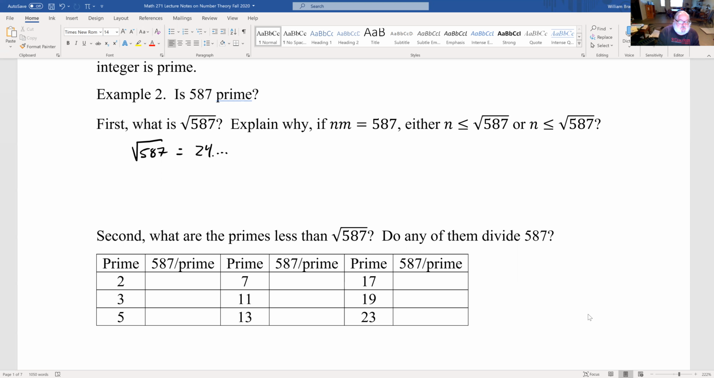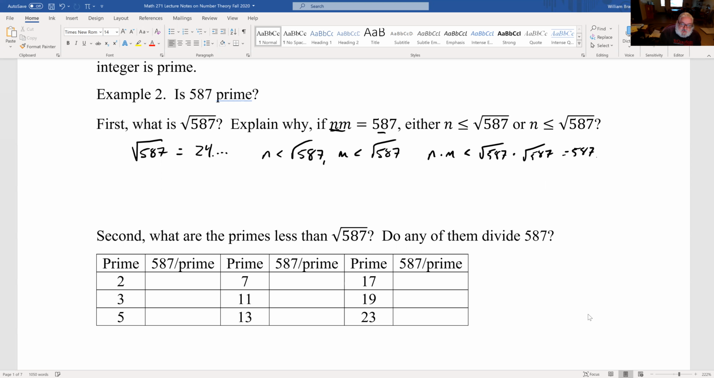Now, why are we interested in the square root of 587? Well, if I multiply two numbers together to get 587, and they're both less than the square root of 587, then their product will be less than the square root of 587 times the square root of 587, which equals 587, right? So if we multiply two integers together to get 587, they can't both be less than the square root of 587. Likewise, they can't both be greater than the square root of 587. So if the product of two integers is 587, one of them has to be less than or equal to the square root of 587.